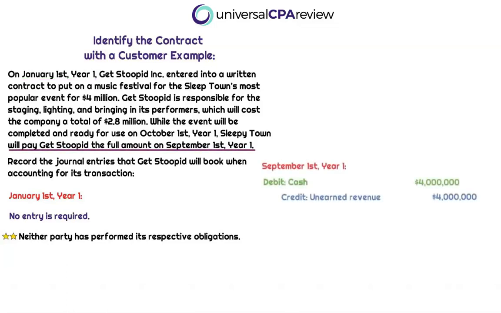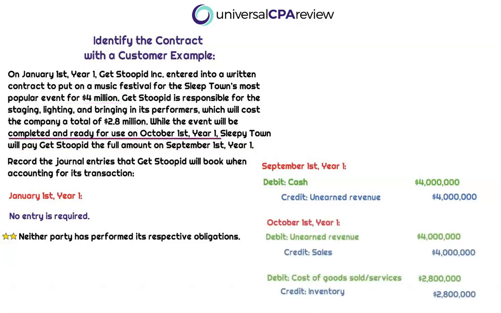On September 1st, year 1, cash is coming in. Although the event isn't going to be ready for use until October 1st, Sleepy Town is paying them the full amount on September 1st. So we're going to debit cash for $4 million, but this is revenue that has not yet been earned. So we would credit unearned revenue for that same $4 million amount. Okay, so what about October 1st?